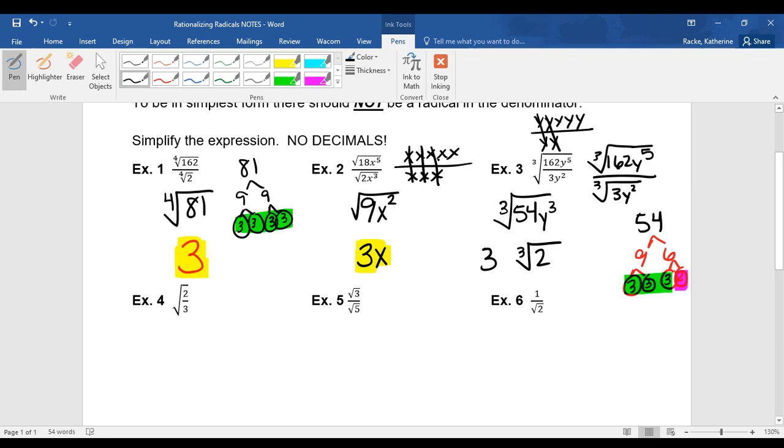Now looking at my variables, I have y cubed here. Well, how many groups of 3 are in y cubed? There's just 1, so I'm pulling out 1y, so 3y cube root of 2 is your answer.